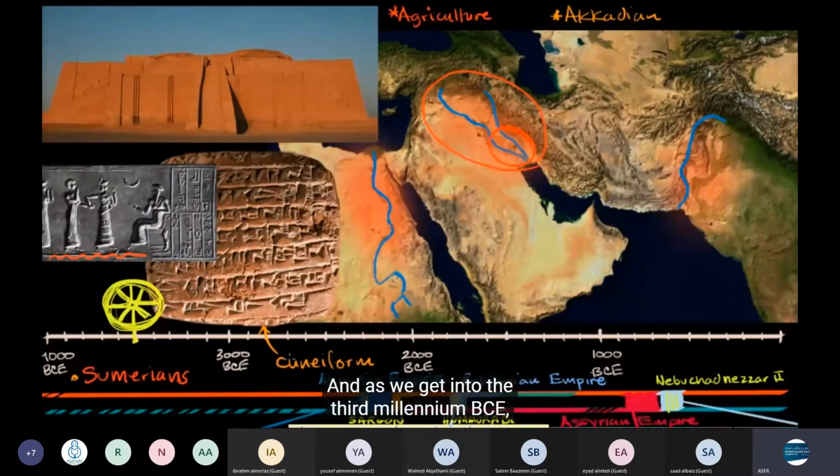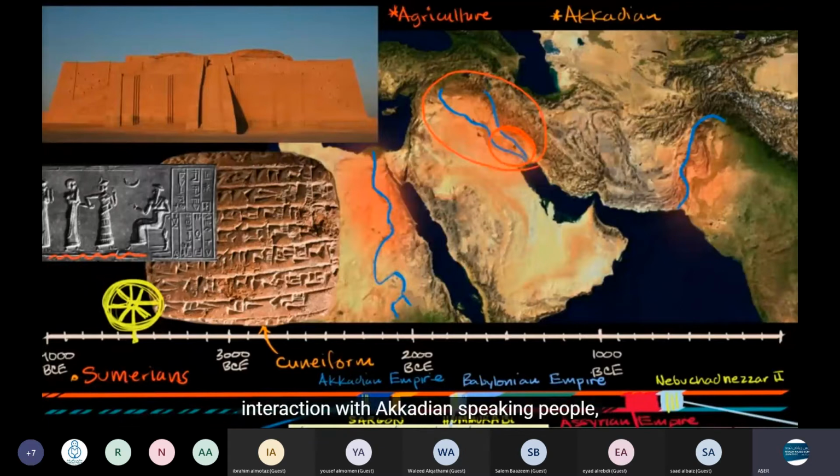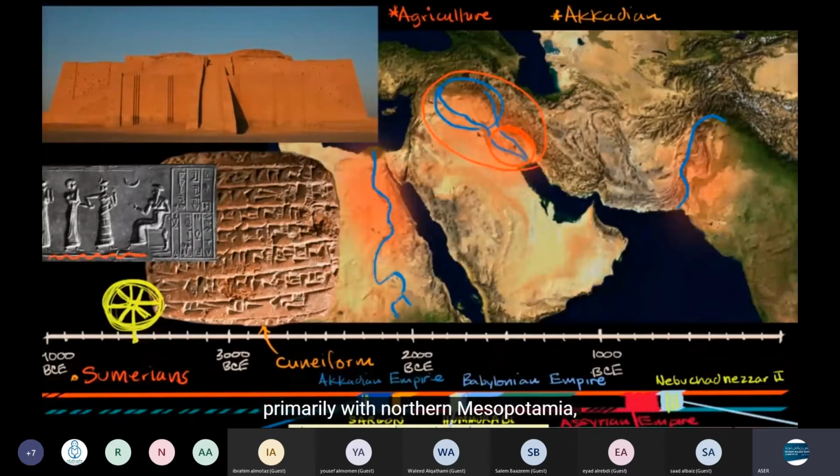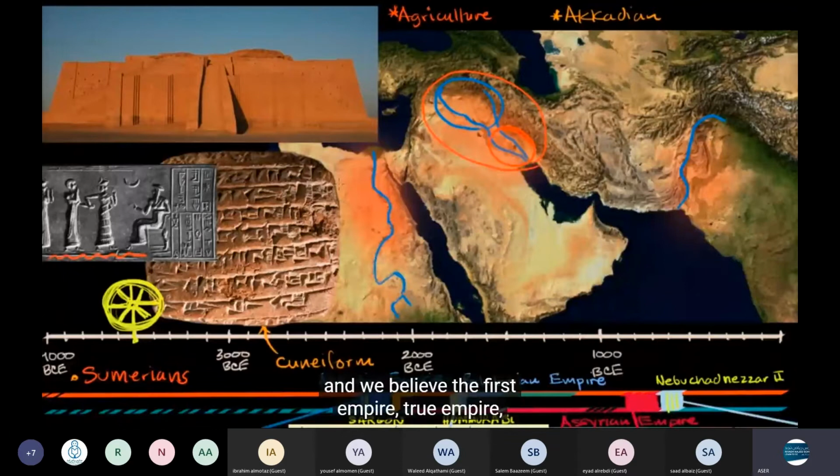And as we get into the 3rd millennium BCE, the Sumerians start to have a lot of interaction with Akkadian-speaking people. And Akkadian-speaking people are initially associated primarily with northern Mesopotamia. And we believe the first empire, true empire, perhaps the first empire in the world, emerged from Akkad, and it was called the Akkadian Empire.